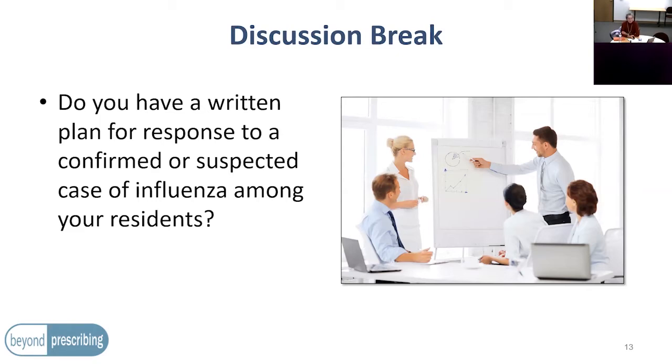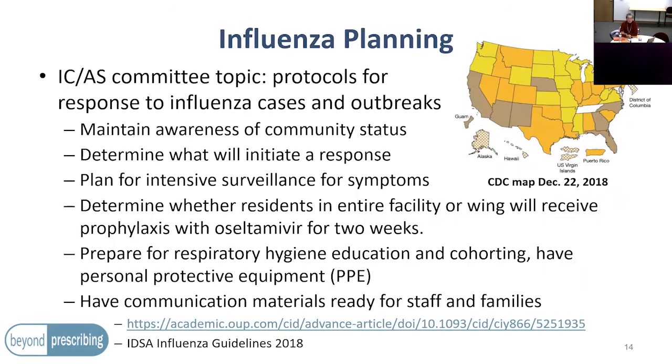Well, we do have a comment. Okay, Genesis has a written plan for outbreaks of all kinds. Good, good. So Genesis with a written plan for outbreaks of all kinds, that's helpful. But as you can see, there are some specific things that have to be addressed with influenza, how you communicate to your families, and also the use of testing and contacting the Department of Health and having medication available. Let me just go to the next slide.